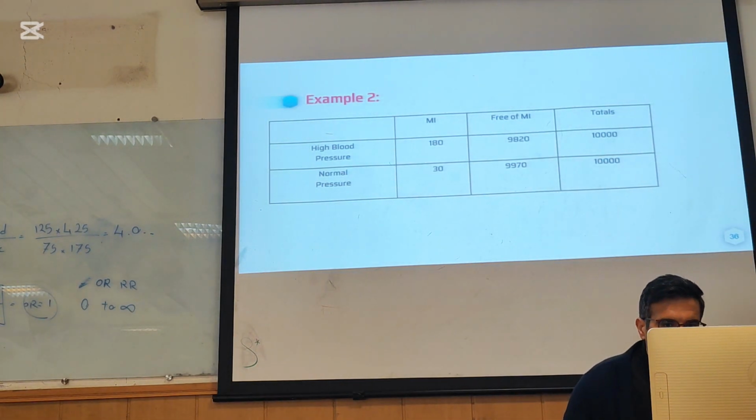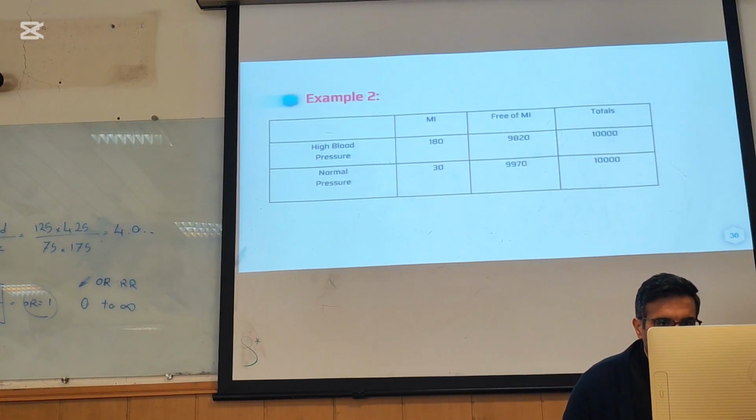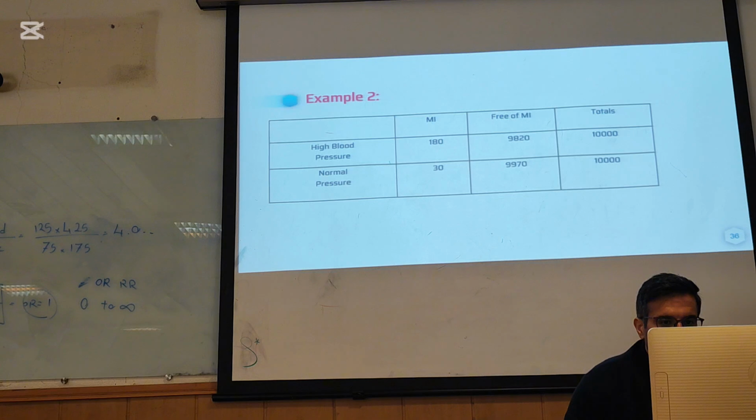30,000. What is the relative risk? 6. And what is the odds ratio? 6.